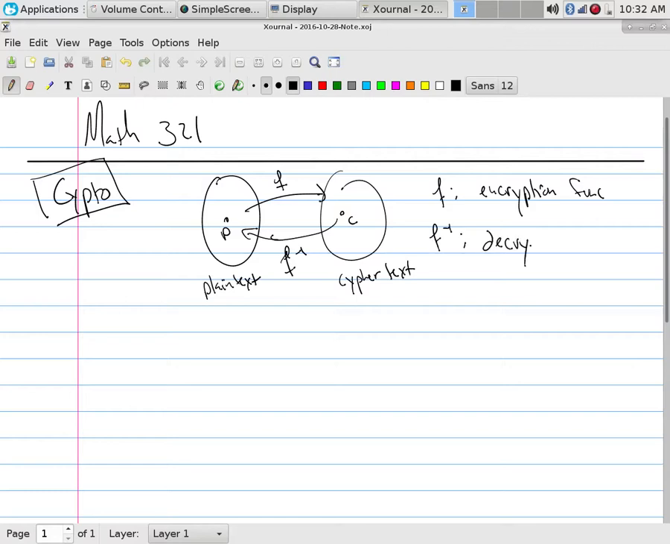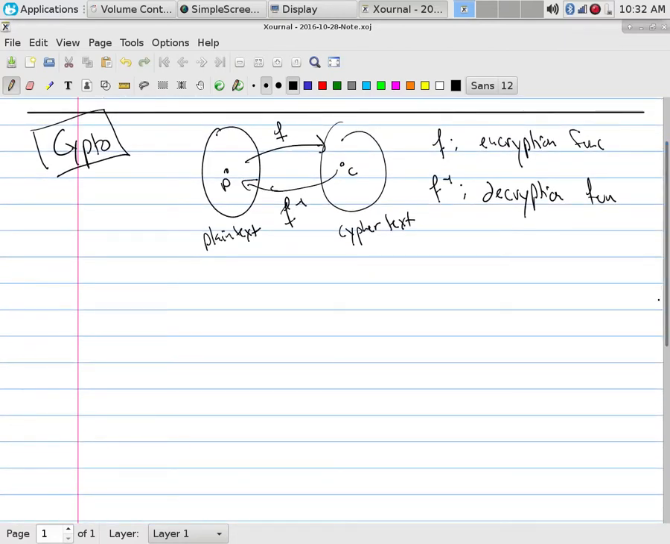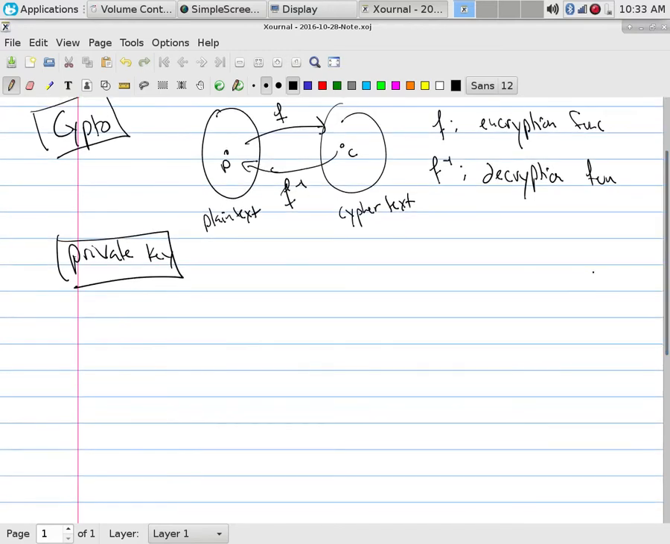F is denoted as the encryption function, and F inverse is the decryption function. So we're going to go through a lot of different types here. We'll start off here with private key. What are some private key types that we all should know? Again, the idea of a private key is if the function is known, it's trivial to find the inverse function, so you better keep it private and not let anybody know.